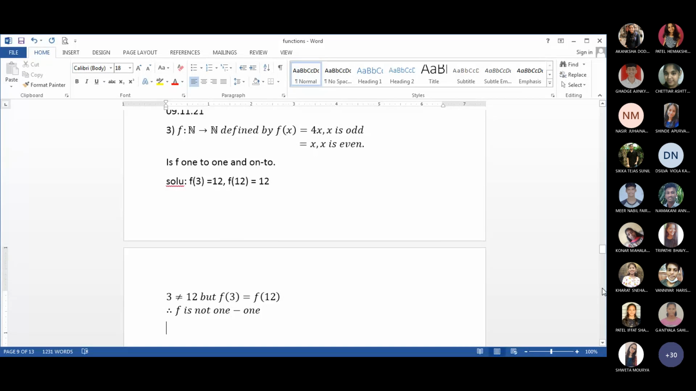Okay, if you are telling it is not 1 to 1, so you give one example जिसके लिए वो 1 to 1 का प्रॉपर्टी फेल हो रहा है. तो हम लोग के पास मिल गया 3 and 12, right? Is this clear? 1 to 1 क्यों नहीं है?